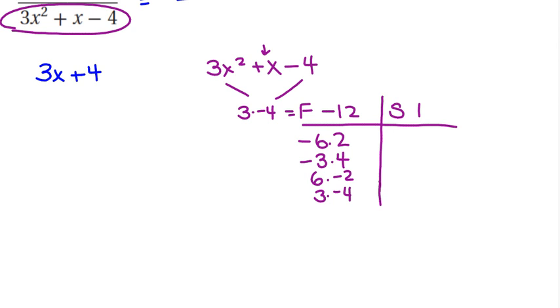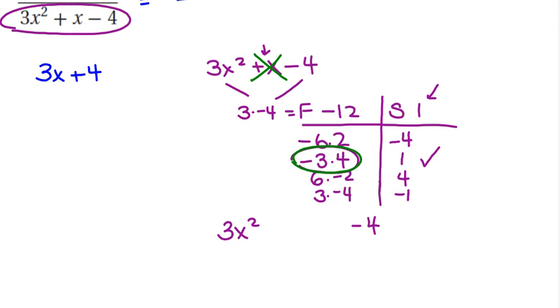So negative 6 plus 2 is negative 4. Negative 3 plus 4 is 1. 6 plus negative 2 is 4. 3 plus negative 4 is negative 1. We want the one that adds to 1 right here. So these are the numbers we're going to work with. So if you remember the AC method, you remove this term, and now you've split it up into 2 terms. So we have the 3x squared was the original, and the minus 4.